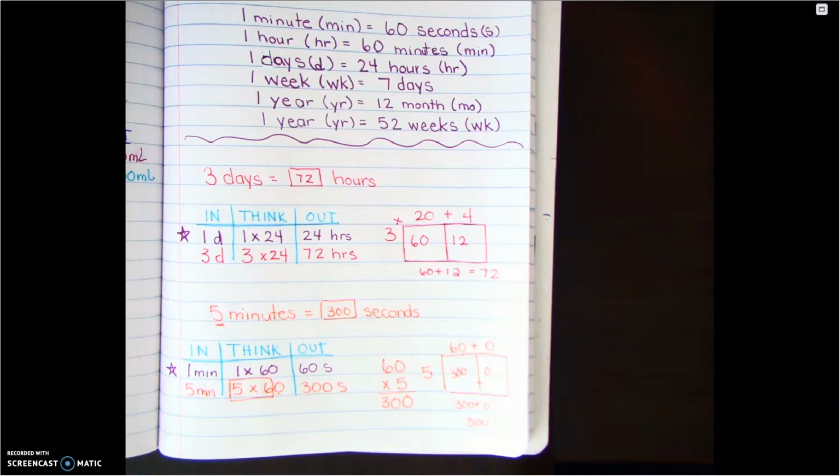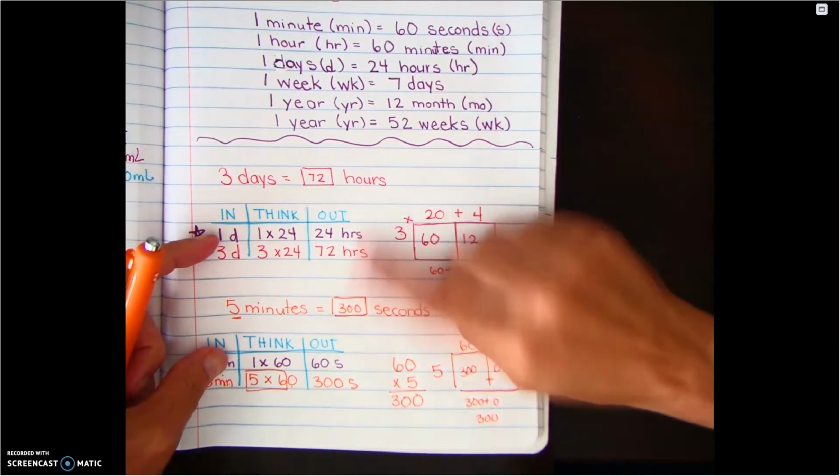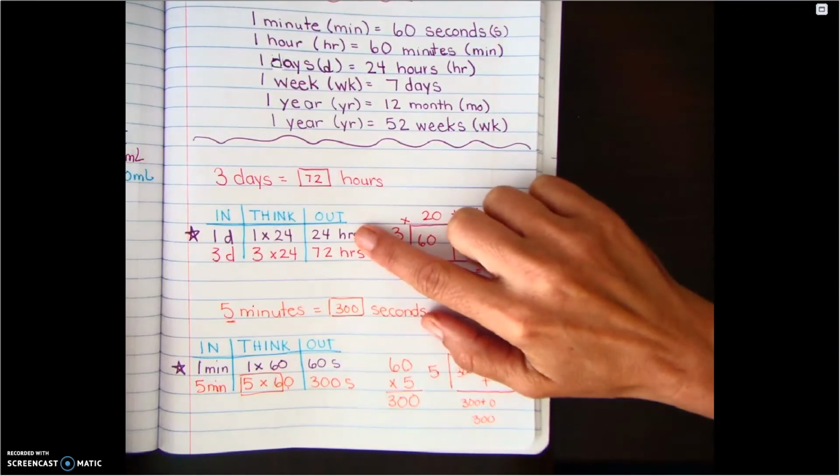So when you are using this, what I'm seeing is that my friends are forgetting to write down the helper. You've got to write down the helper, and that's why I started putting a star by it to help you see it.